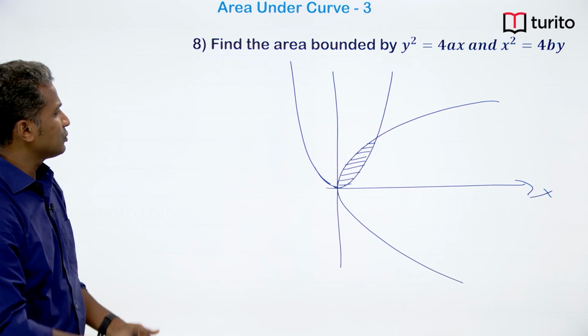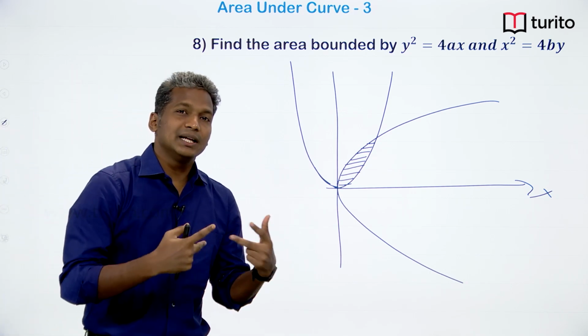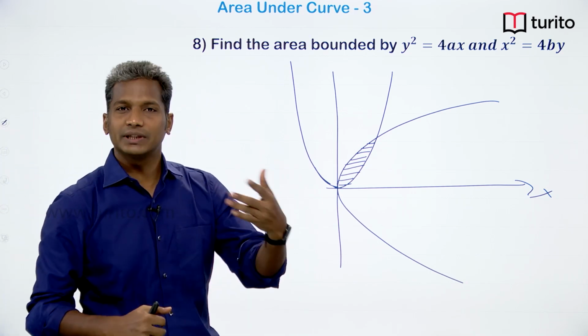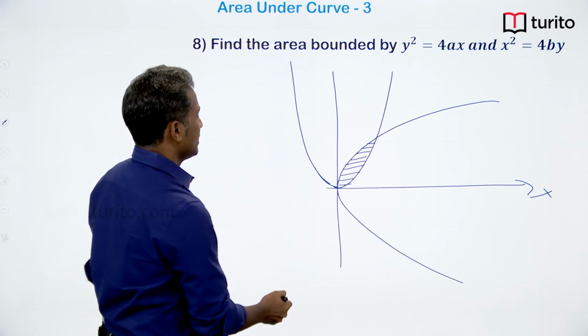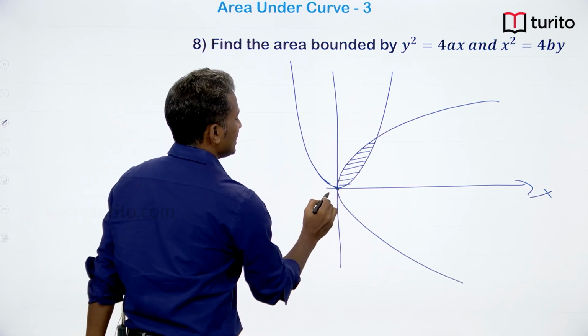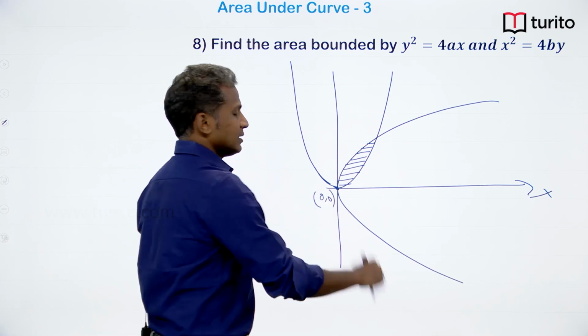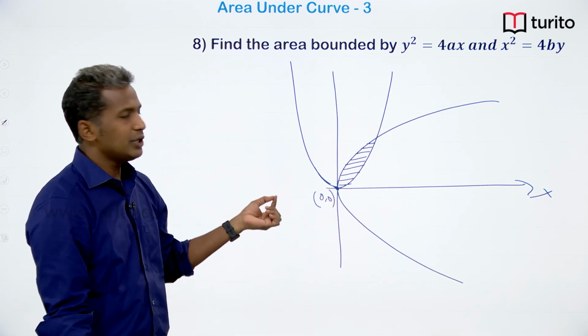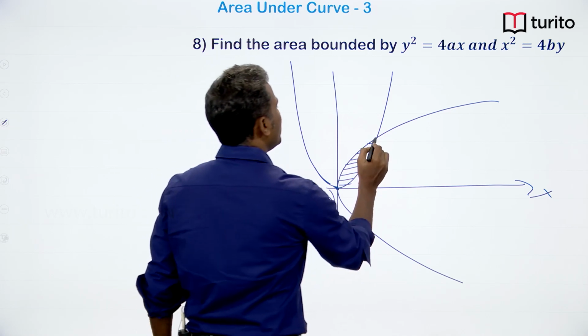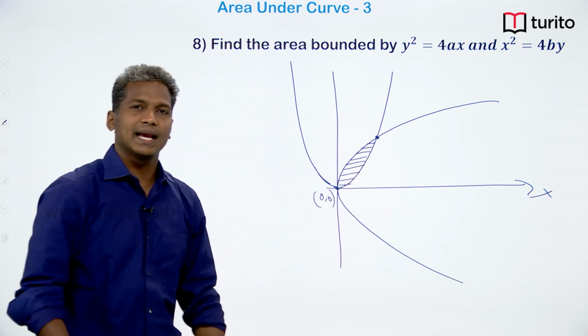Now, what are the steps to proceed? We need to find the limits also. Before we go for the integration, we have to find limits. And one point is very clear here, which is 0, 0. That is one point of intersection. The other point of intersection needs to be calculated.